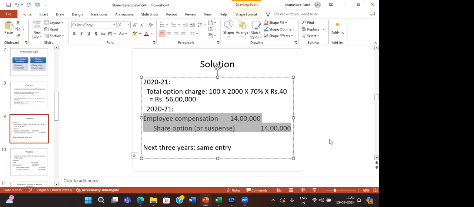So obviously, 1400 people have invested with the option, isn't it? Therefore, just repeat this 14 lakh kind of entry every year. Every year, your P&L will be charged with employee compensation of 14 lakhs. And in the balance sheet, obviously, you'll have accumulated share options figure sitting under equity, one of the components of equity as per GAAP. That will be 56 lakhs. Then we'll issue the shares if they exercise the option by paying the exercise price. We'll talk about that after a while.